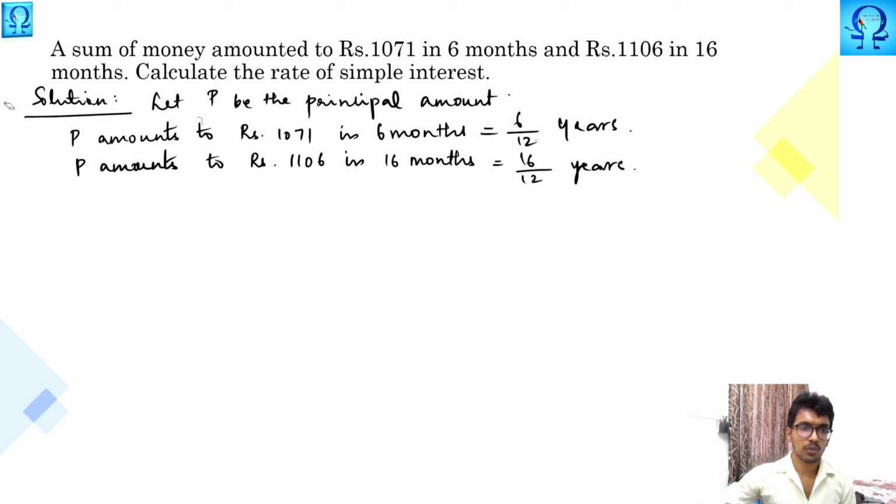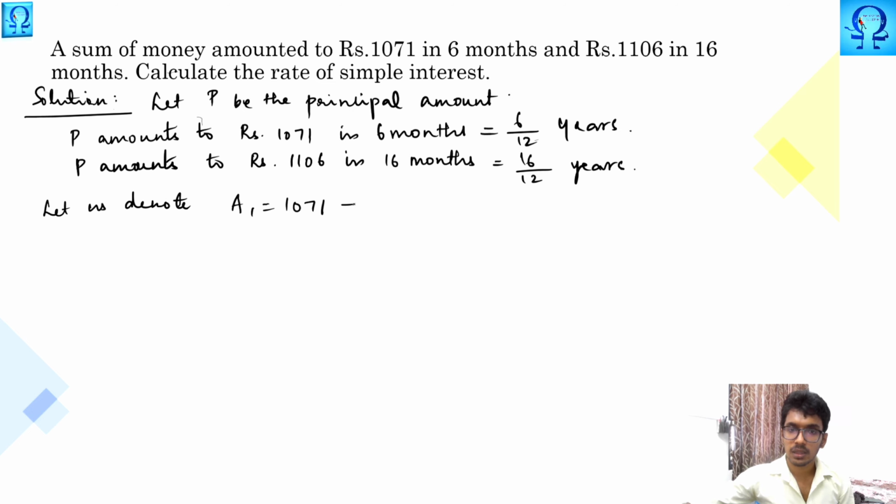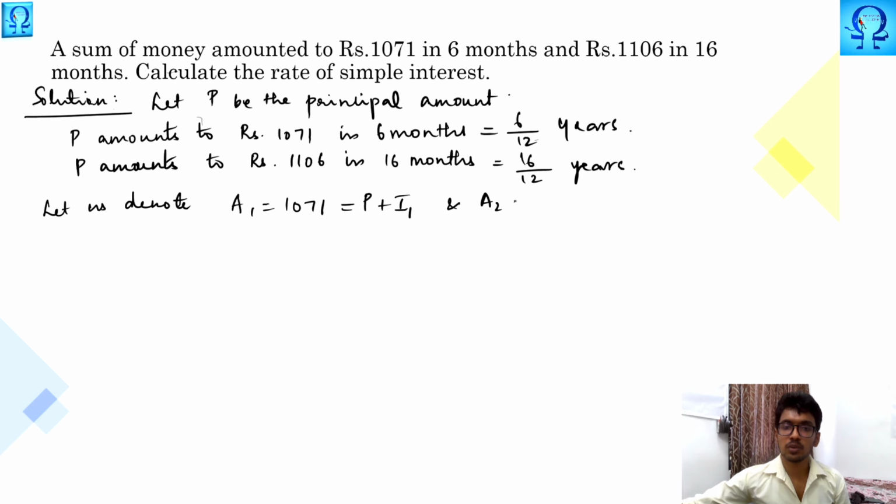So what shall we do with this? Let us denote A1 to be 1071. This is the principal plus interest 1. So interest 1 is the interest that the person earned in 6 months. And similarly, A2 is the total amount that we shall take as 1106. This is the total amount in 16 months. Here I2 is the interest that we earned in 16 months.